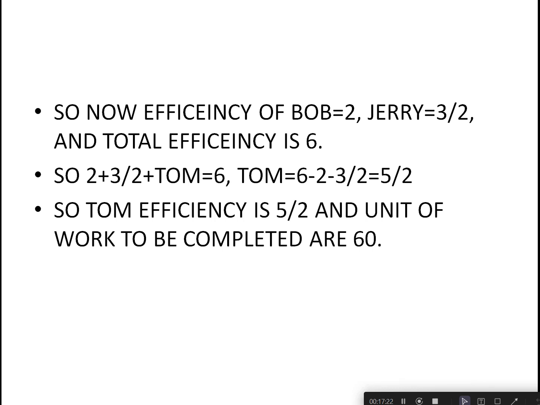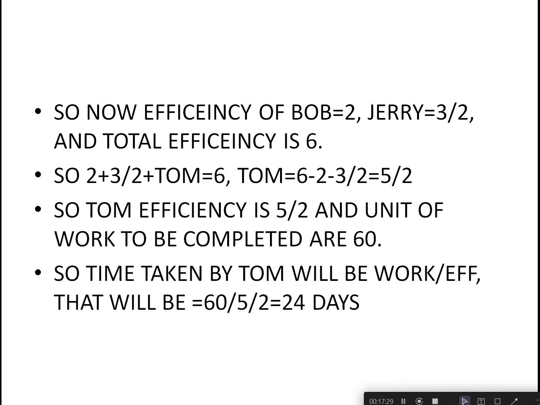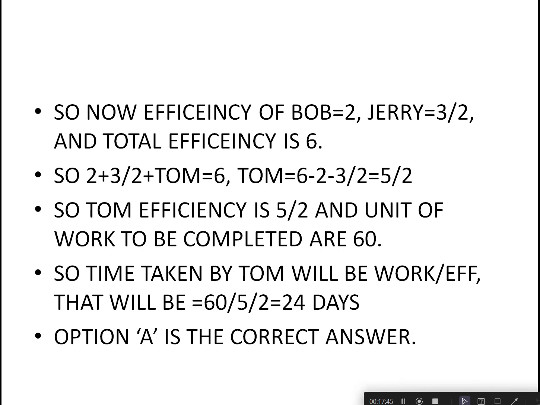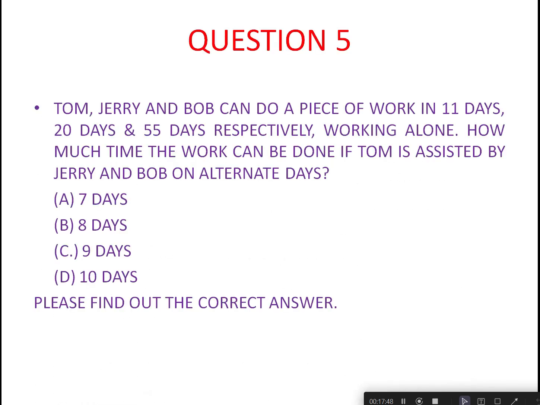So Tom's efficiency is 5 by 2 and the units of work to be completed are 60. So the time taken by Tom will be work upon his efficiency. That will be 60 divided by 5 by 2. It will come to 24 days. So 24 will be the right answer. Option A is the correct answer. So move to the next question.